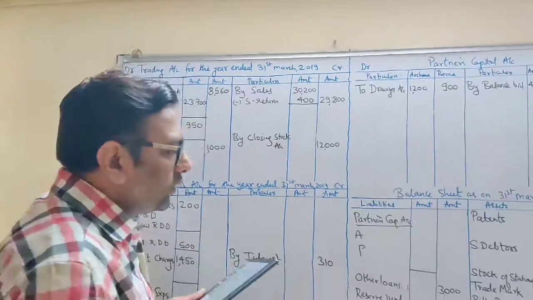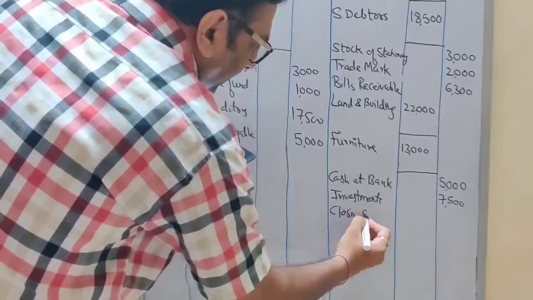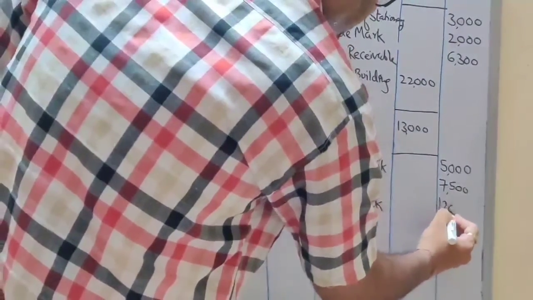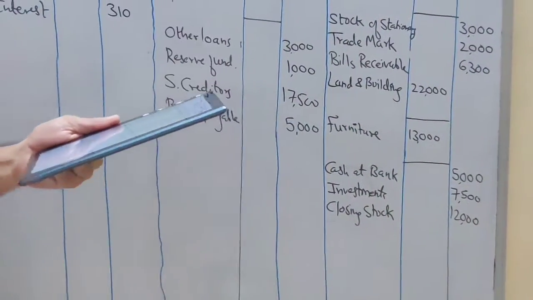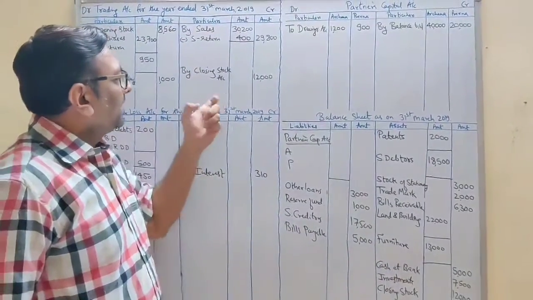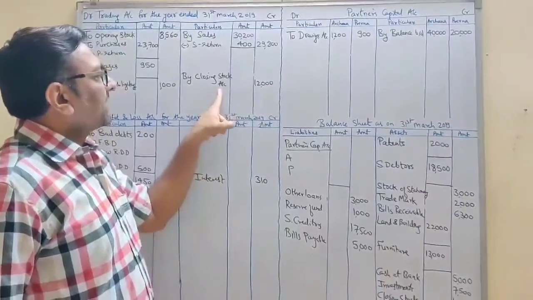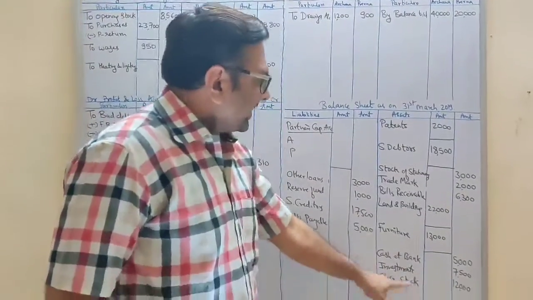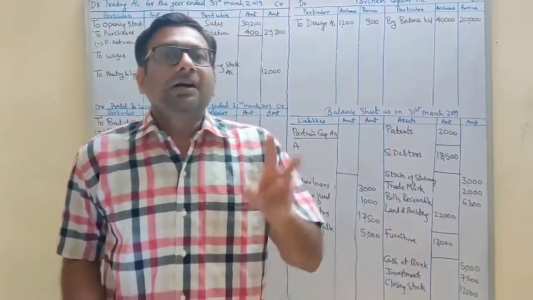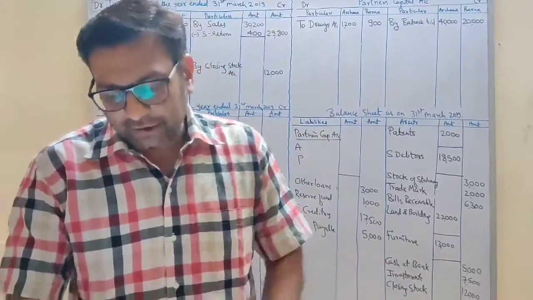Where will the second effect go? In the balance sheet. Closing stock is your asset. So write on the asset side, closing stock 12,000. Done with the first adjustment. So for the first adjustment, see properly, students, observe how I am solving. I am writing each and every adjustment 2 times. First effect in trading account, credit side. Second effect in balance sheet, asset side. So every adjustment amount, remember, you have to write 2 times. Am I clear? Let's move on to the second adjustment.